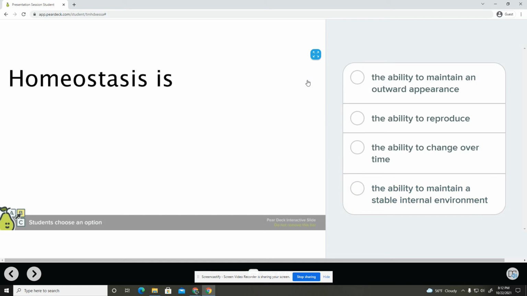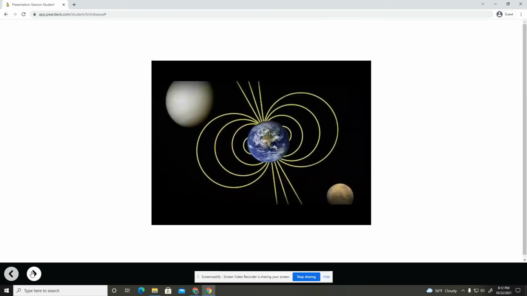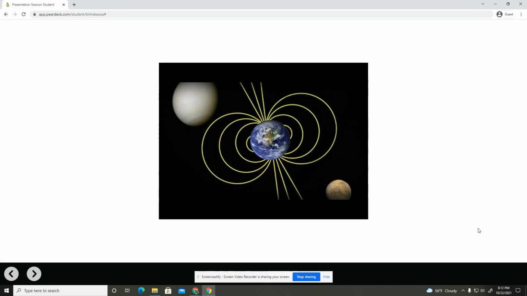Homeostasis is, this is straight from the vocab, the ability to maintain a stable internal environment. And that is it.